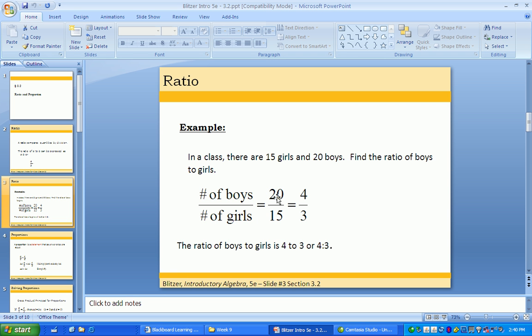Anytime you have a ratio, you also have to simplify. And when we simplify, we don't necessarily need to get a mixed number or a decimal, but we do like to get to the most reduced fractional form as possible. In this case, it's 4 to 3, and we write that as the ratio 4 colon 3.